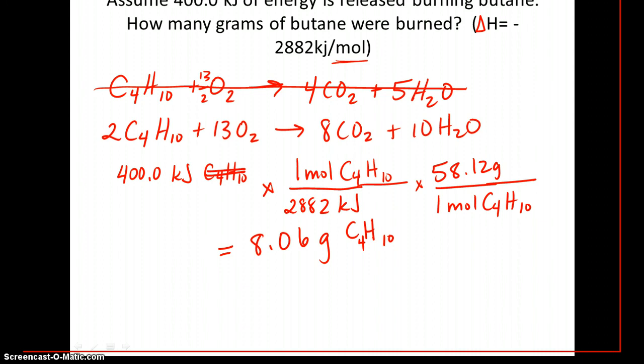So again, what I did was I took my known variable, which is 400 kilojoules. I then took my tile that I have here, and in this case it tells us that for every 1 mole you have 2,882 kilojoules released. That gets me to moles of butane, and then I simply need to convert those moles into grams. And that's it.